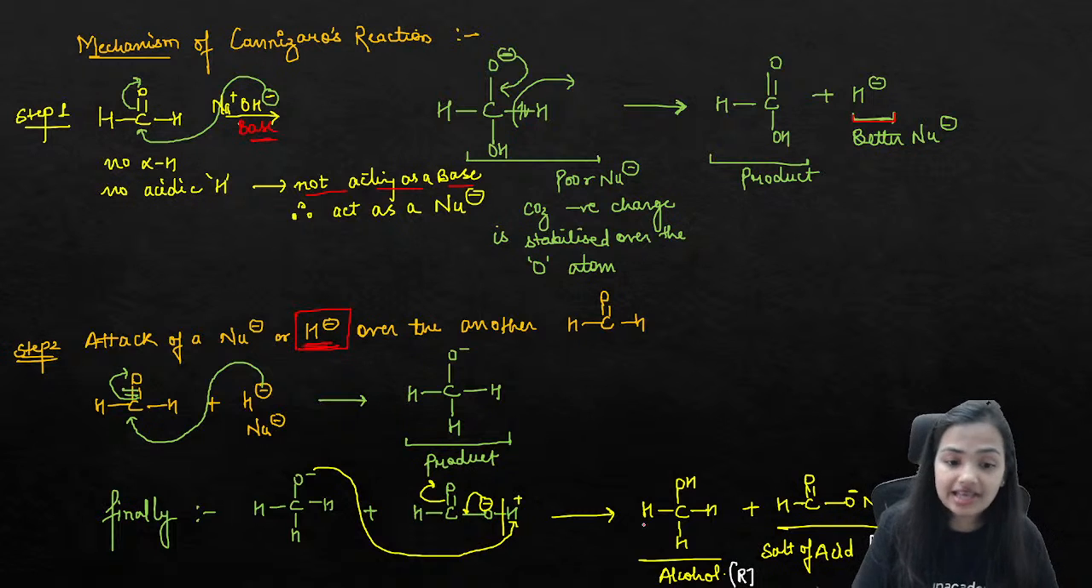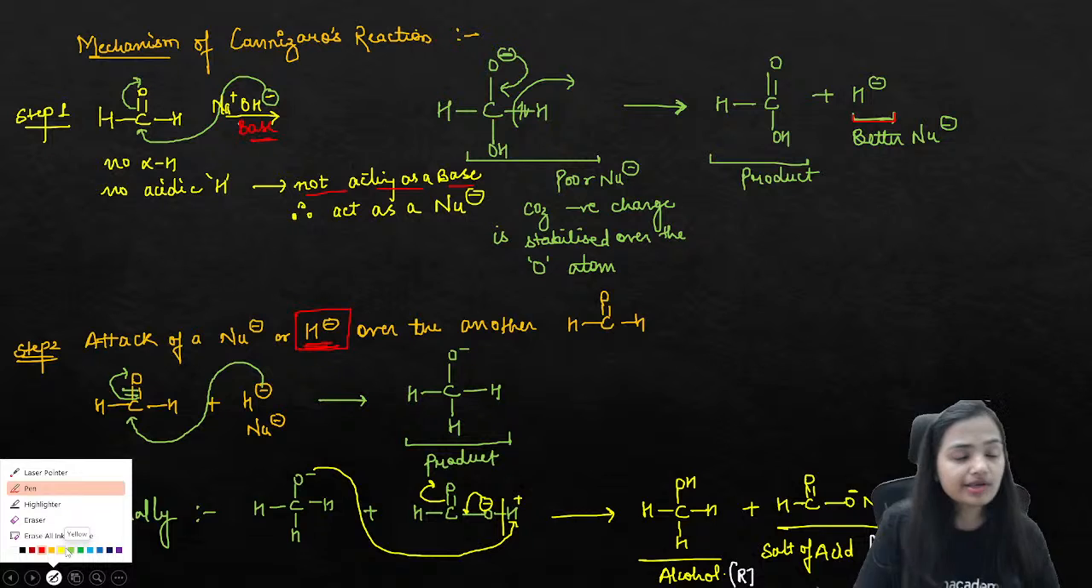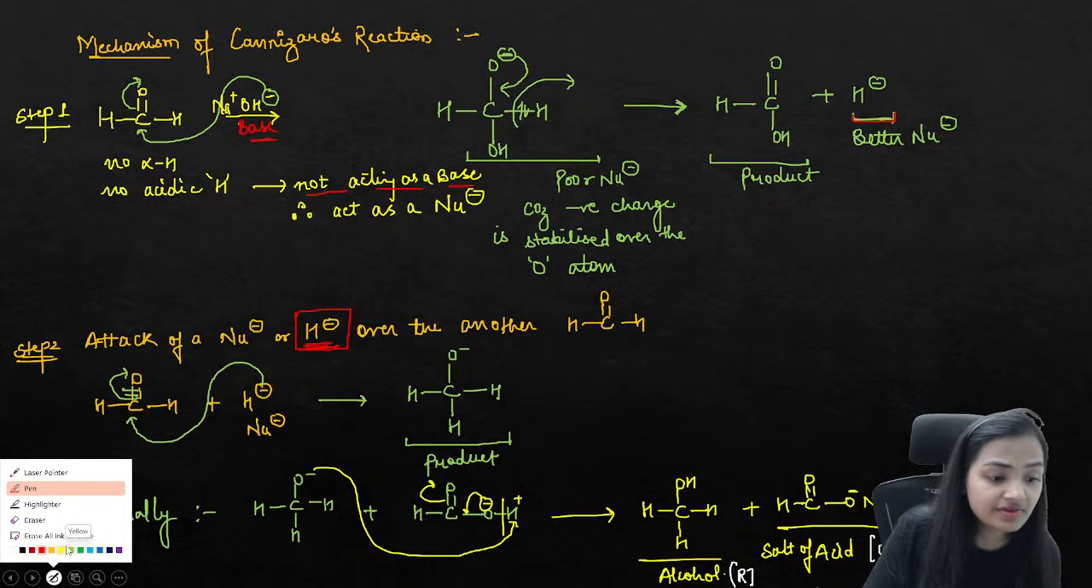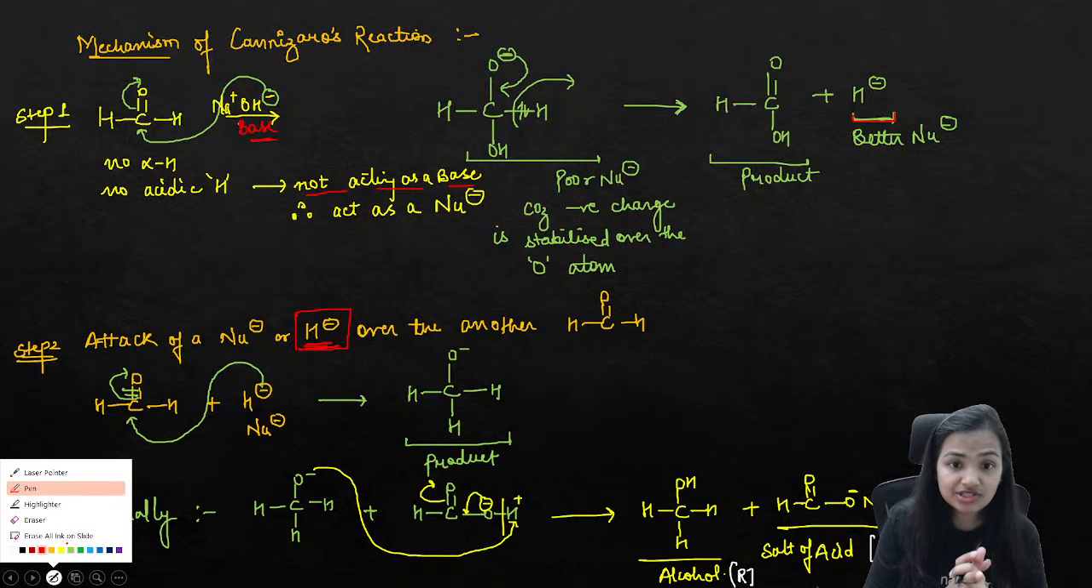Now let us do the same Cannizzaro's reaction over one of the other molecules. So here I have taken formaldehyde. What if I have benzaldehyde or something else? Then how can we do the question? Okay. Now let's talk about the cross Cannizzaro.